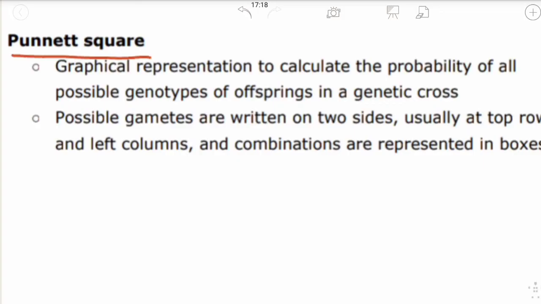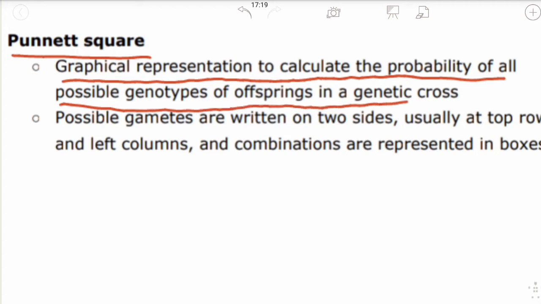Punnett square. We will understand the term Punnett square, which is taken from the chapter of Principles of Inheritance and Variation. We will understand how to calculate the gamete formation, phenotype, genotypic ratio, development of zygote, and F1 and F2 generation calculations. Basically, the Punnett square is a graphical representation to calculate the probability of all the possible genotypes of offspring in a genetic cross.